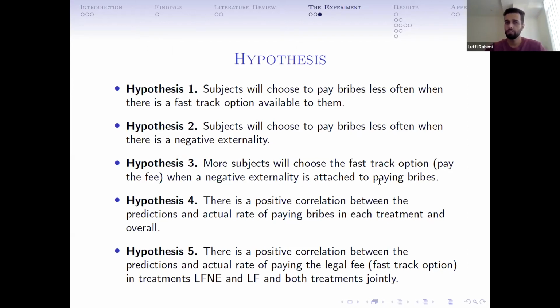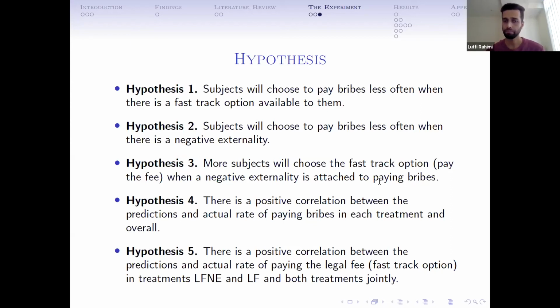So first of all, subjects will choose to pay bribes less when there is a fast track system available, although it is a little bit more expensive. So if there is a legal channel to pay, we predicted that people will avoid paying bribes. Second hypothesis, subjects will pay bribes less when there is a negative externality, even if that negative externality is manipulating the timing of somebody's payoff rather than making them lose their payoff.